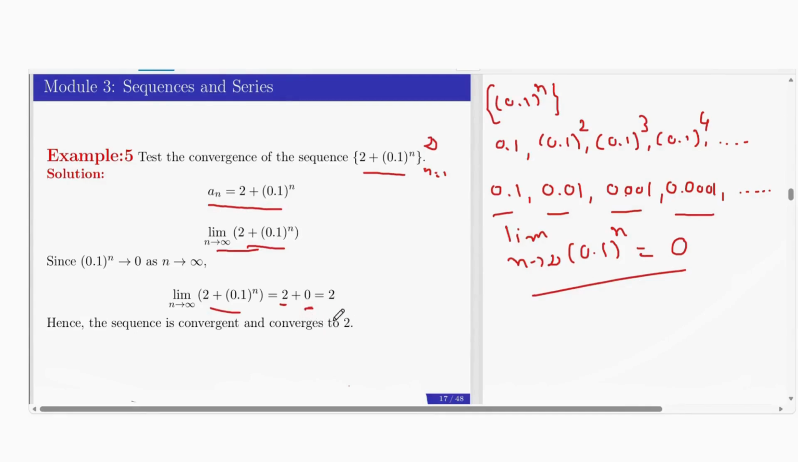Okay. So after evaluation of the limit, what do we get? The answer is 2. Okay. So what do we conclude? Hence the sequence is convergent, and this sequence converges to which number? 2. Okay. Because what is the value of the limit? The value of the limit is 2, and 2 is a finite number. Okay. So this sequence converges to 2. And this sequence is a convergent sequence.